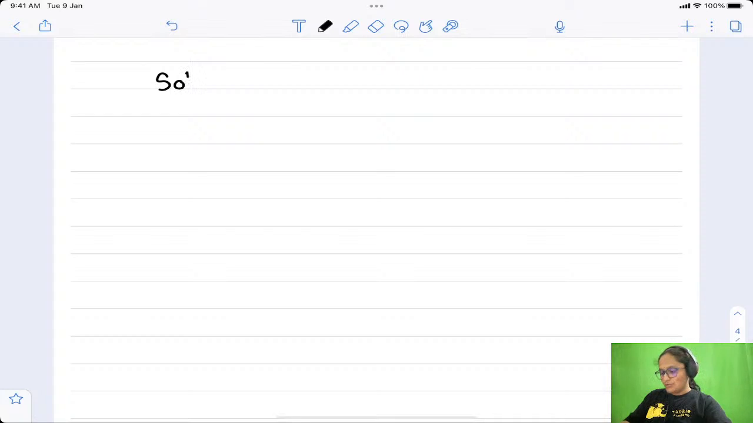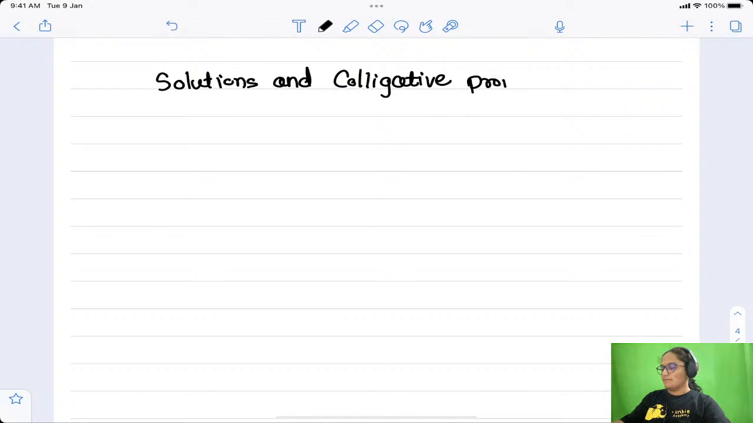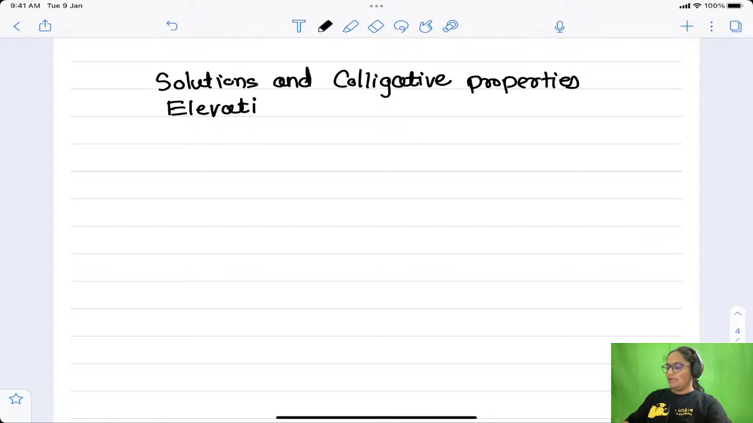So it belongs to the chapter solutions and colligative property. Today we are going to discuss another colligative property, elevation in boiling point. Elevation, that is rise, increase. Elevation in boiling point.